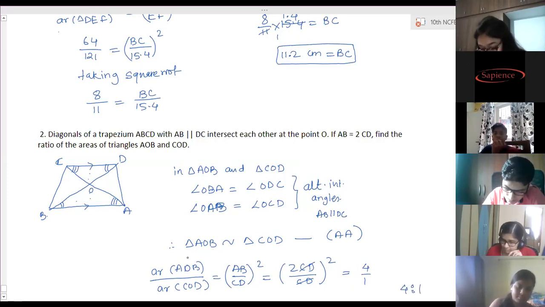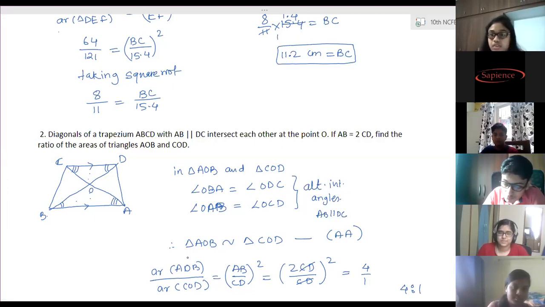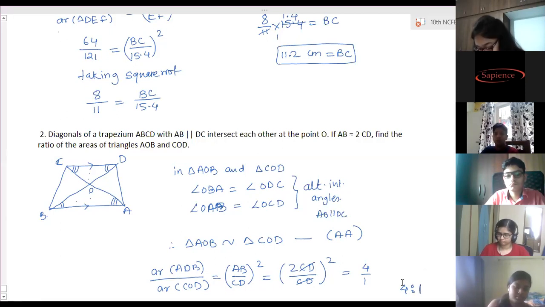Ratio is 4:1. Now one more very important factor when they ask the question as find the ratio. You cannot leave the answer at 4 by 1. You have to mention the ratio of areas of AOB to COD is 4:1. If you don't write this as a conclusion, they will cut 1 mark. So you have to write it because they have asked for a ratio. They have not asked for a fraction. So the ratio is 4:1, that you have to show at the end, in the last line. Otherwise they will cut 1 mark.